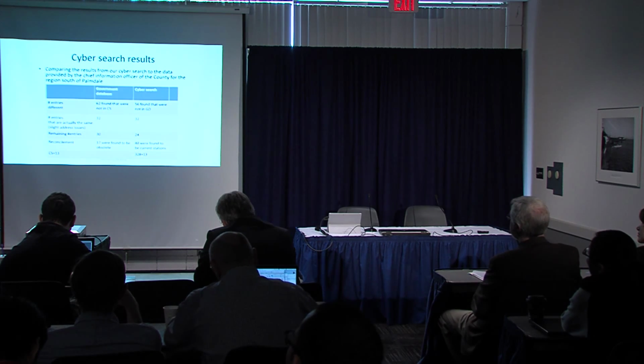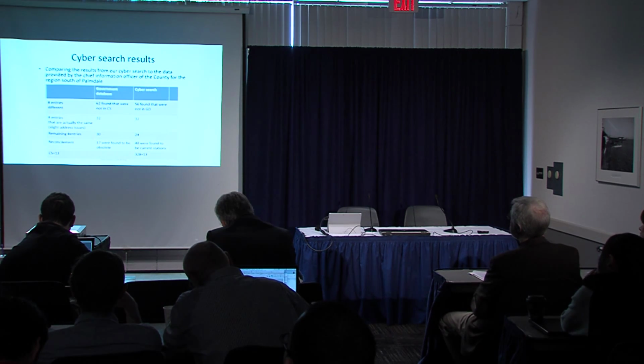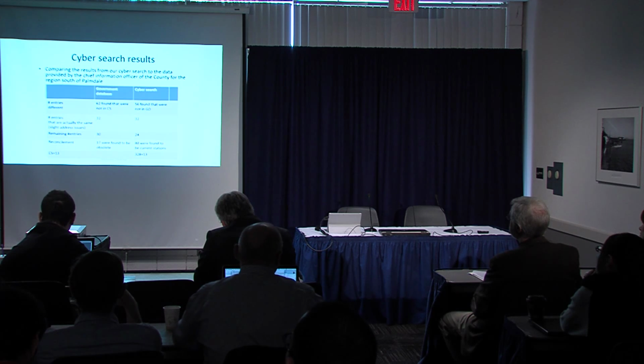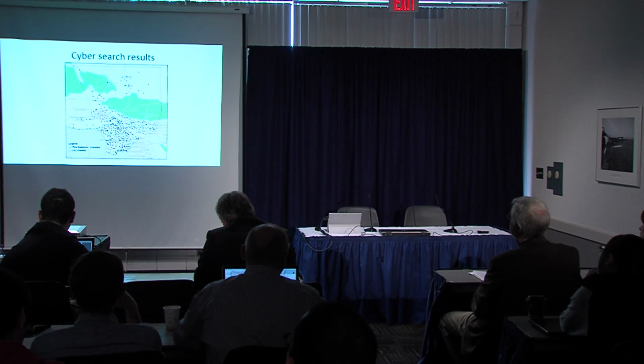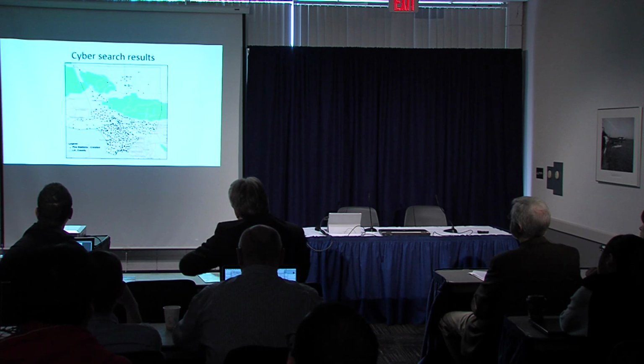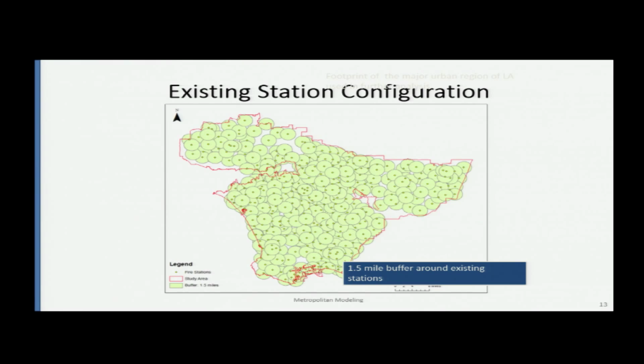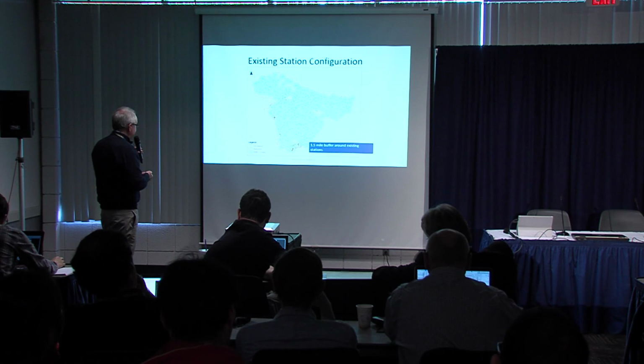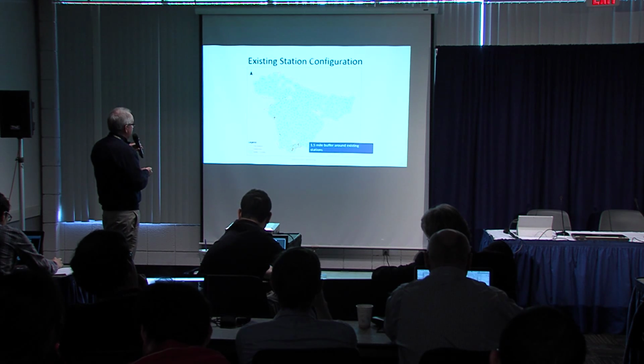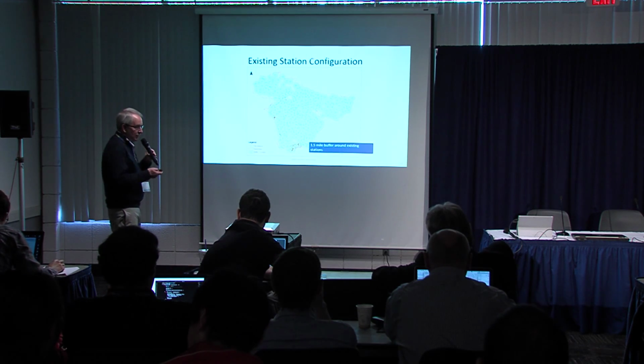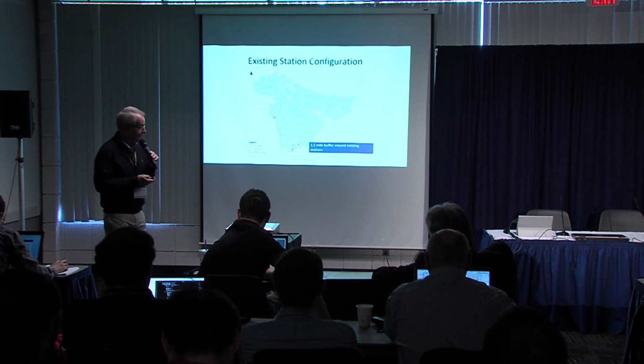Now, this might be a bit disconcerting for the Department of Homeland Security. But what does this mean if we look at the cyber search results, which is a little bit more accurate? An existing station configuration, looking at a 1.5 mile buffer, and we're talking about the urban region of Los Angeles County south of Saugus, so we're not talking about Palmdale and so forth. Well, anyway, coverage at 1.5, 1.25 is relatively high.